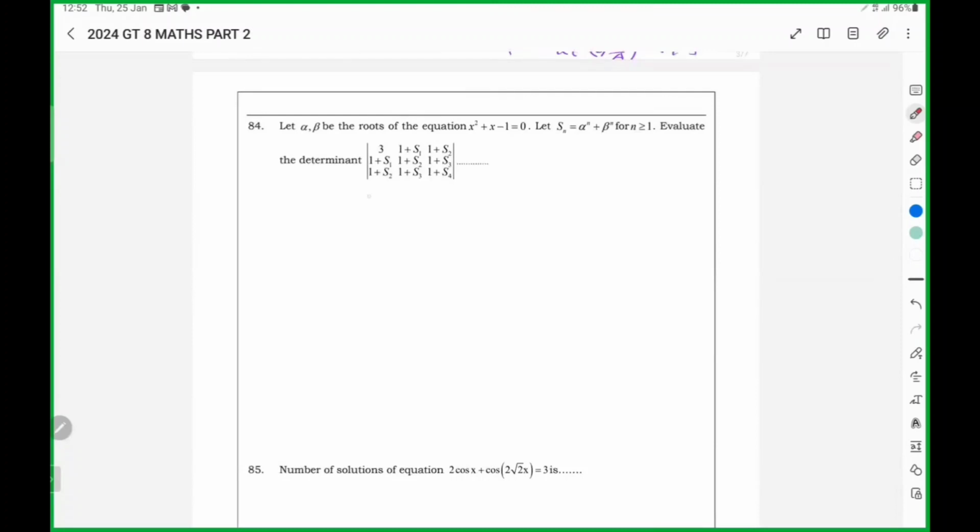Here, alpha, beta are the roots. If you observe carefully this matrix, A transpose is A. Whenever A is a symmetric matrix, it can be written as a product of two determinants.